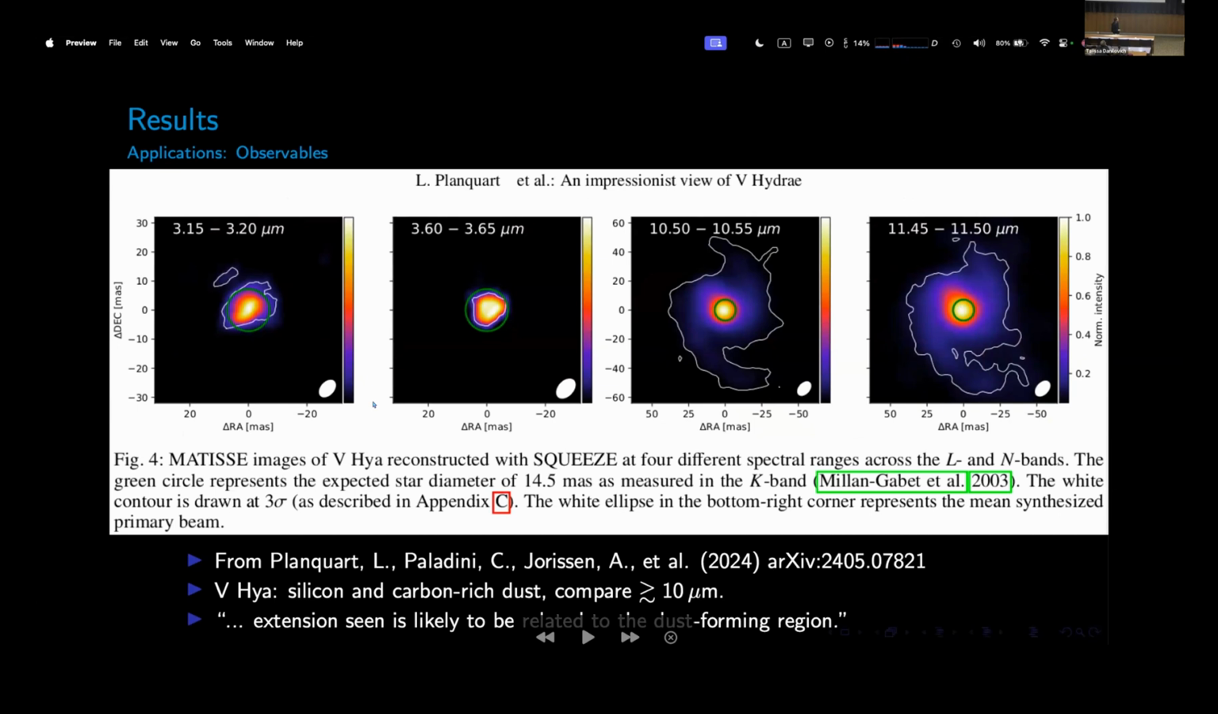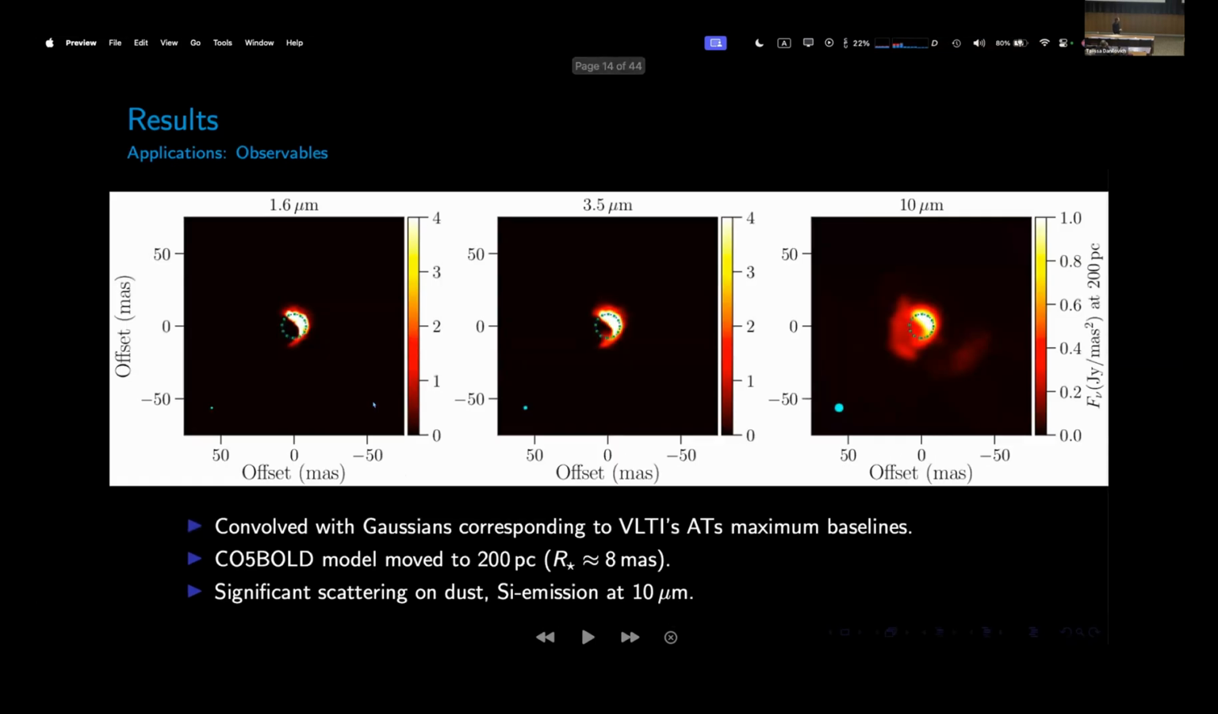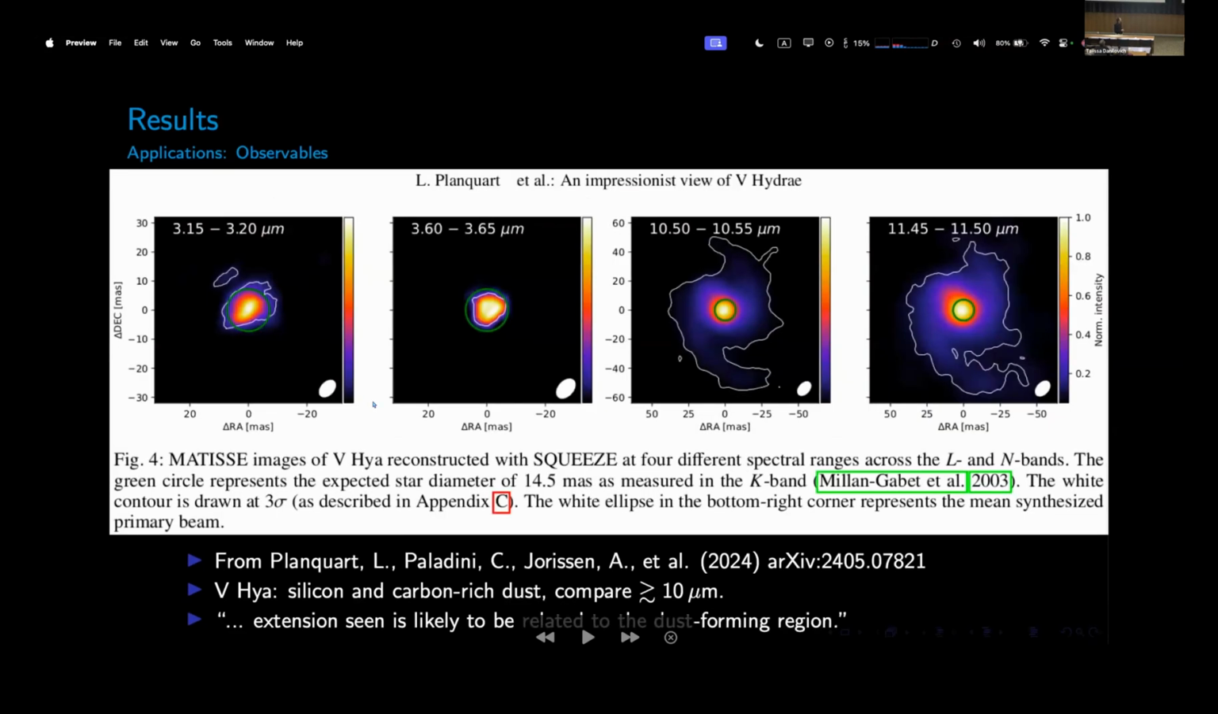So this dust here is more carbon-based. So it's AMC and SiC. And so these 10 micron images would be possible to compare with my 10 micron image here due to the silicon. And they do say that these extensions are likely due to dust forming regions, which I can concur. My models say the same, that this is what we see in our models also.